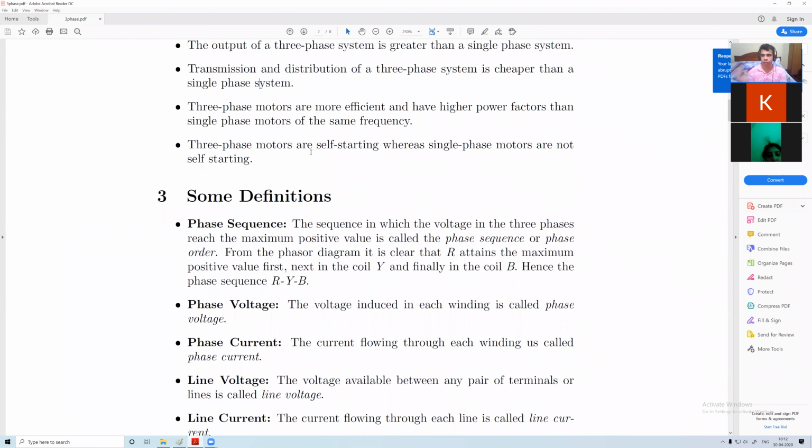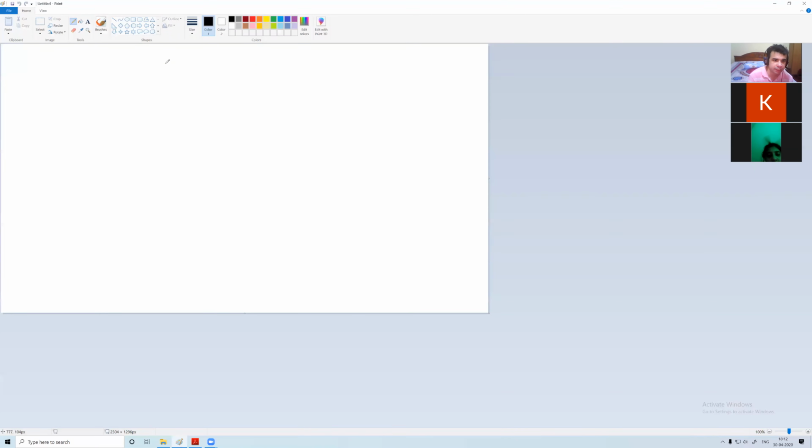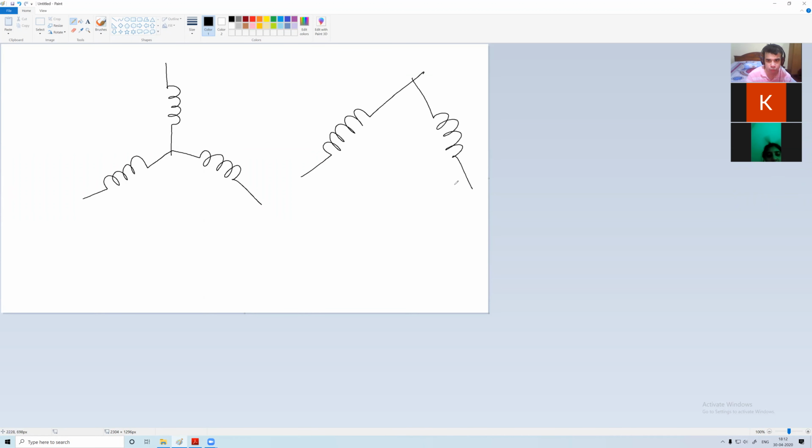Phase voltage. We have got three generators which are given like this. So they are either star connected, remember delta star, or delta connected. The voltage generated in each of the windings is called the phase voltage. This voltage V phase, this voltage V phase, this voltage V phase, and as we discussed, all the V phases have the same magnitude, same frequency, but they lag each other by 120 degrees. Okay.